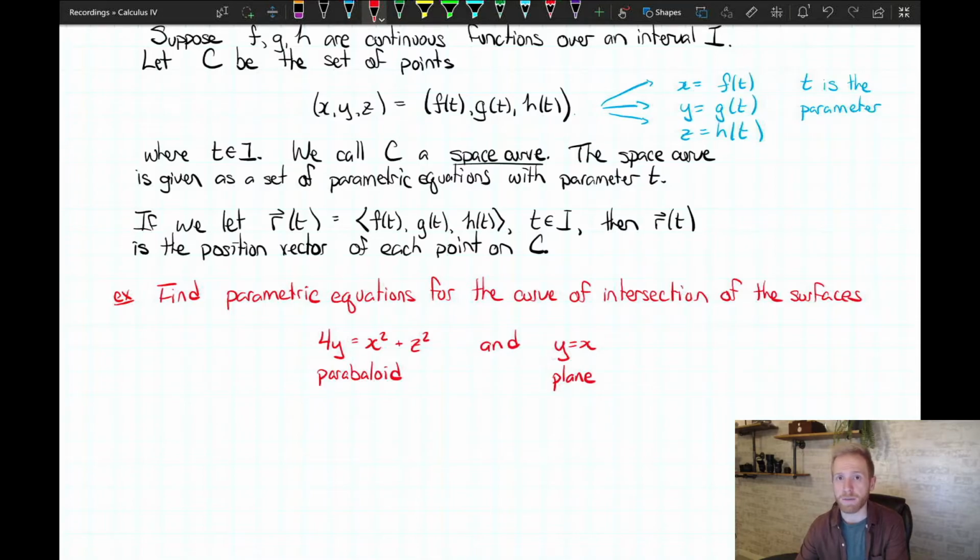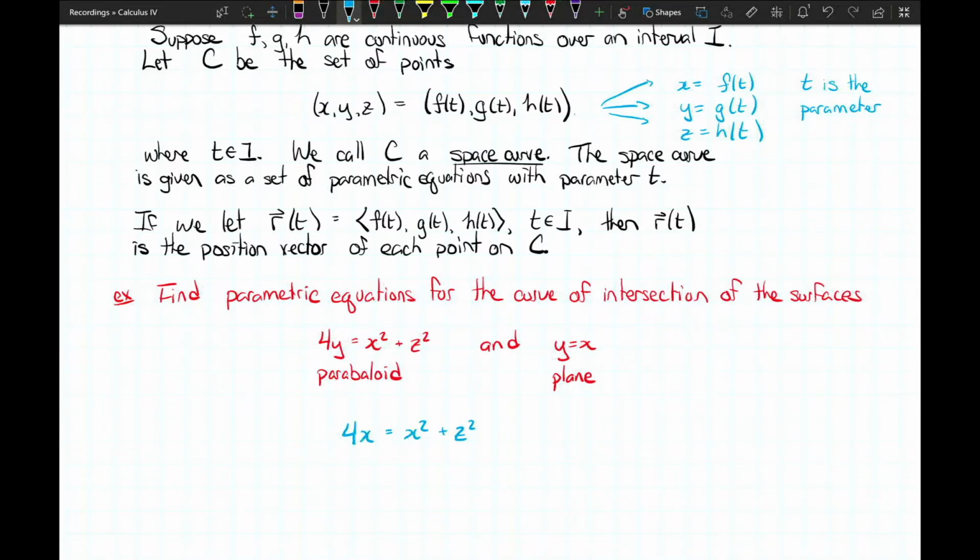Well, the first step here that we can apply in order to get the curve of intersection is just to think about what is an intersection of two surfaces. Well, it's the set of points that would satisfy both of these equations. So that's what we're going to do, we're going to take these two equations and merge them together, because every point that satisfies y equals x has to also satisfy 4y equals x squared plus z squared. That means that y equals x is a simple substitution that we can make. So we'll start there. All right, so we've got a substitution: 4x equals x squared plus z squared.